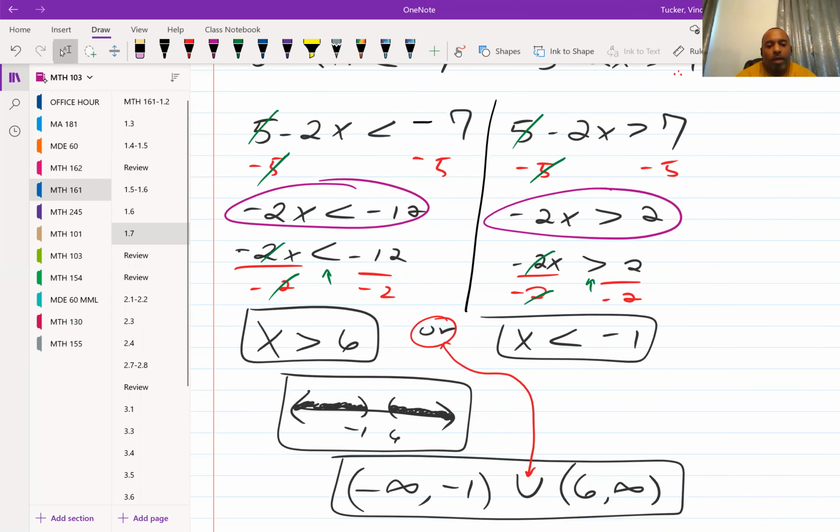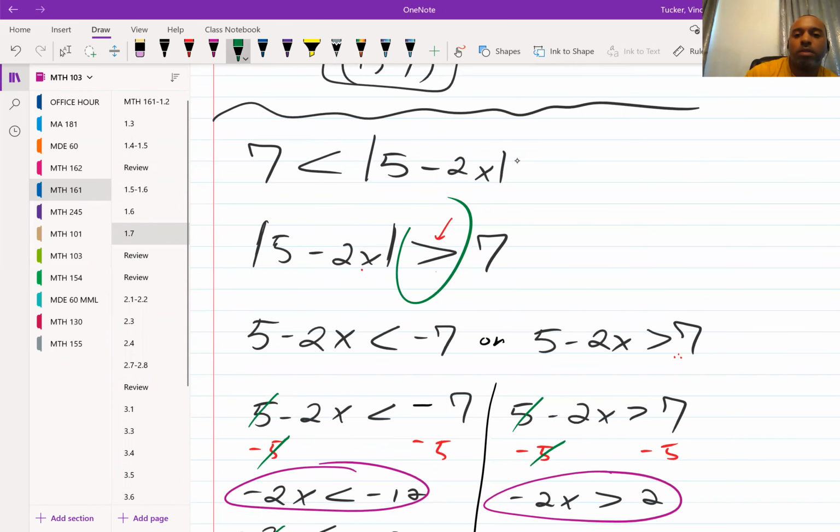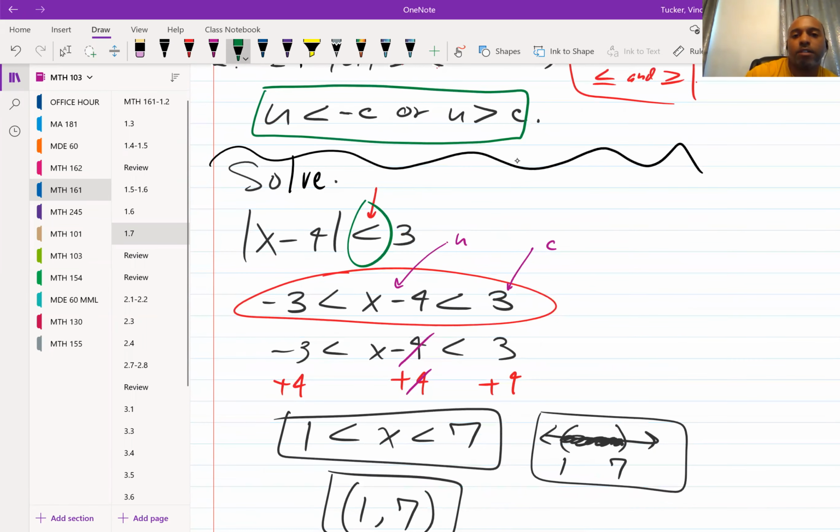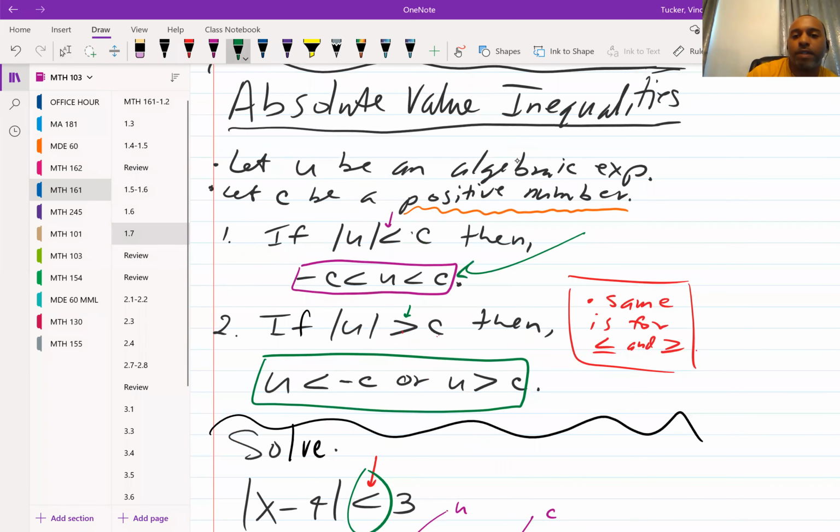So we're talking about x is greater than 6 and x is less than -1. And somebody asked in the chat, why did we do it this way versus doing a 3-part? Just to show you real quick, and then we'll come back. It's all about the setup. This one has a greater than symbol. This one has a less than symbol. So going back here, if it's less than, we can do the 3-part. If it's greater than, we have to do the 2 pieces this way.